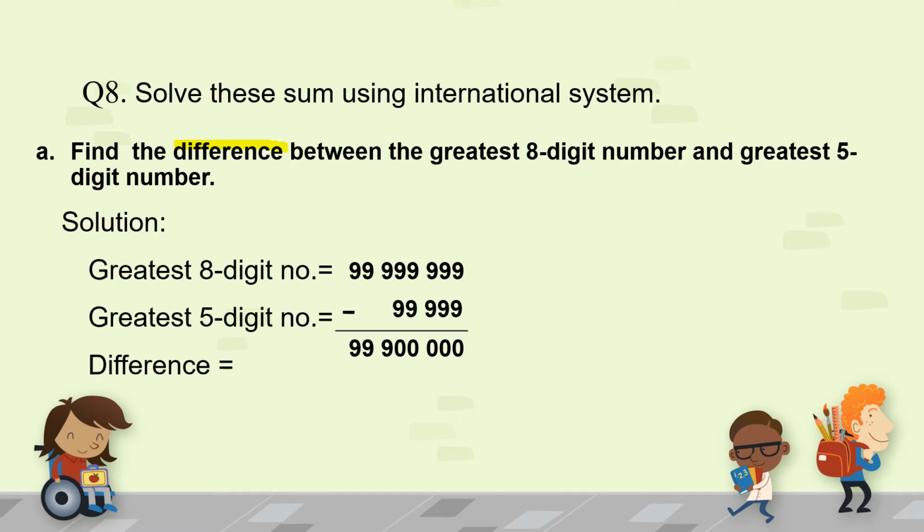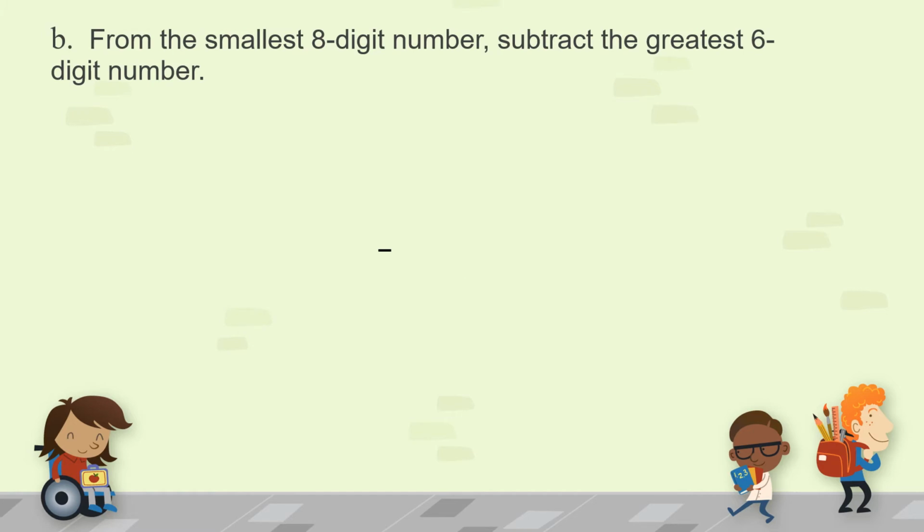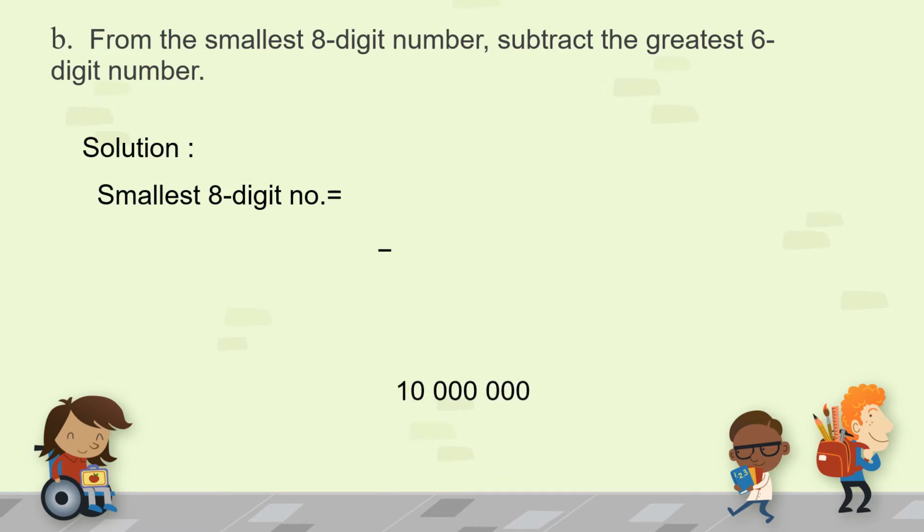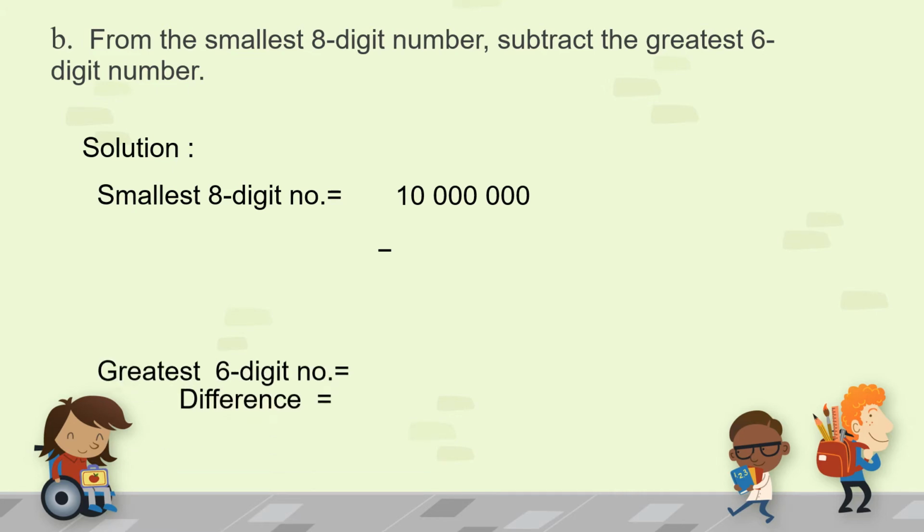Now let's go to its part B. Part B is: from the smallest 8-digit number, subtract the greatest 6-digit number. So we will write the smallest 8-digit number first. And for writing the smallest 8-digit number, we will put 1 and then 7 zeros will be there. That is 10 million. And now the greatest 6-digit number will be 9 six times.